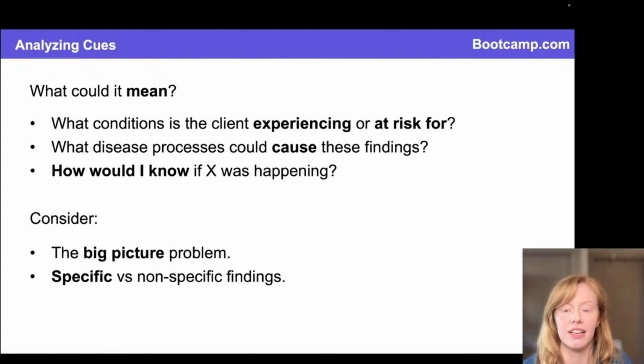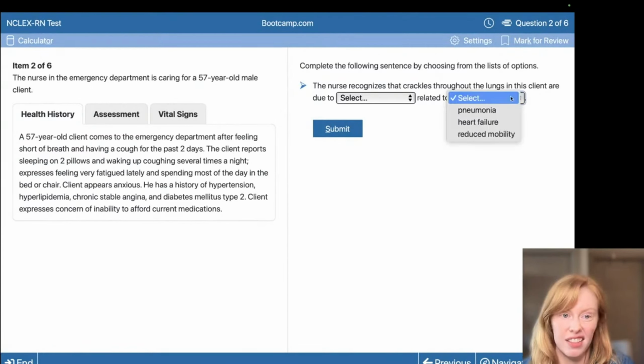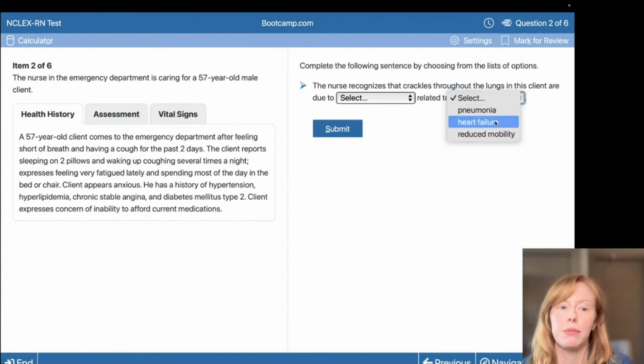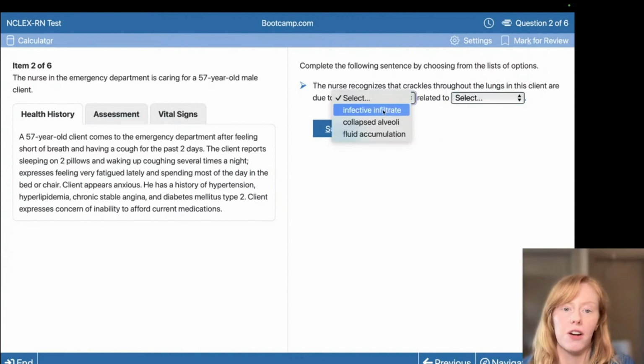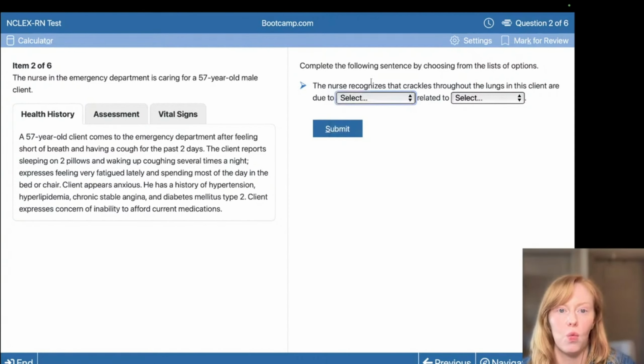The important thing here to consider is the big picture problem, because in our example, we know that shortness of breath could mean a ton of things, right? It could be from pneumonia, it could be from heart failure, it could be from collapsed alveoli like an atelectasis. So we have to consider the big picture. We already decided in step 1 that we're most worried about his difficulty breathing, right? And probably several of you said there's too much fluid on him, and I agree. So we're going to be thinking about what crackles are caused by in this patient.